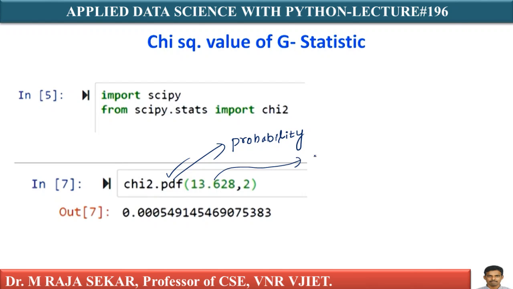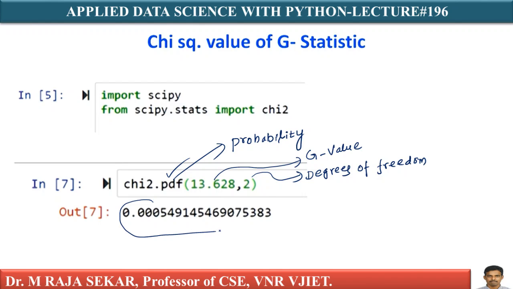Say 13.628. It will take the first argument as the G value. This is the G statistic. I already discussed how one can calculate the G statistic in the previous lecture. This is degrees of freedom. How will you get degrees of freedom in logistic regression? Degrees of freedom is the number of independent variables. Here card is one independent variable, that is Siemens credit card, and another independent variable is spending amount, isn't it? There are two independent variables, so there are 2 degrees of freedom.